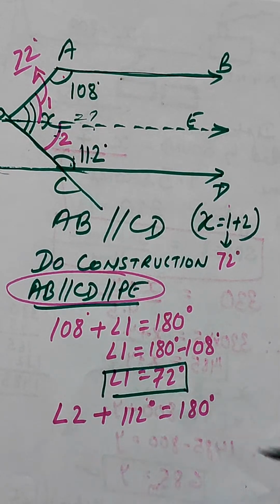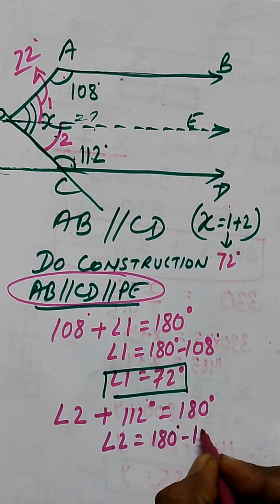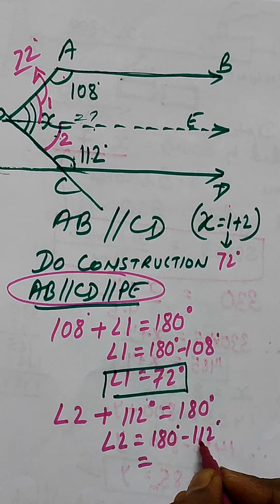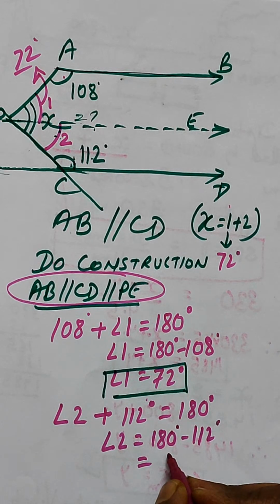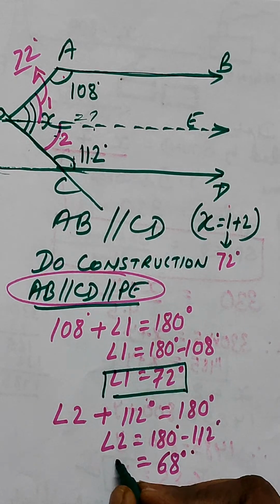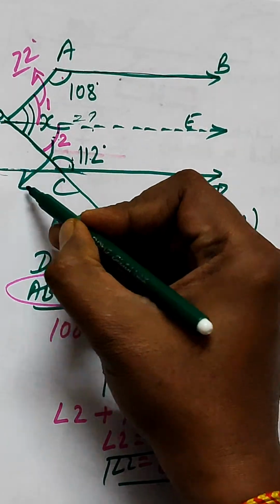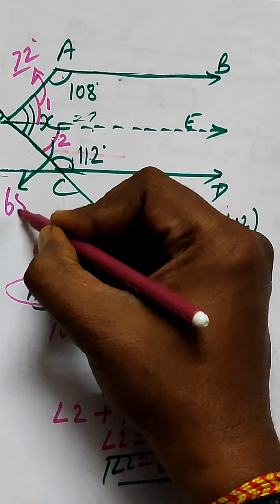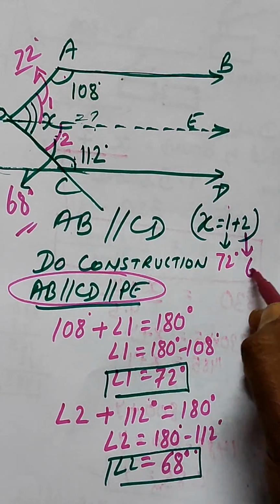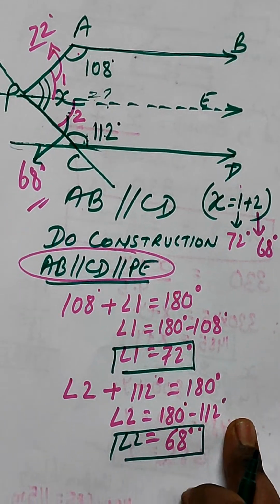So angle 2 can be calculated very easily as 180 minus 112. So 180 minus 112 comes as 68 degrees. So 68 degrees is the value of angle 2. So angle 2 is calculated as 68 degrees. Now what is the value of X?